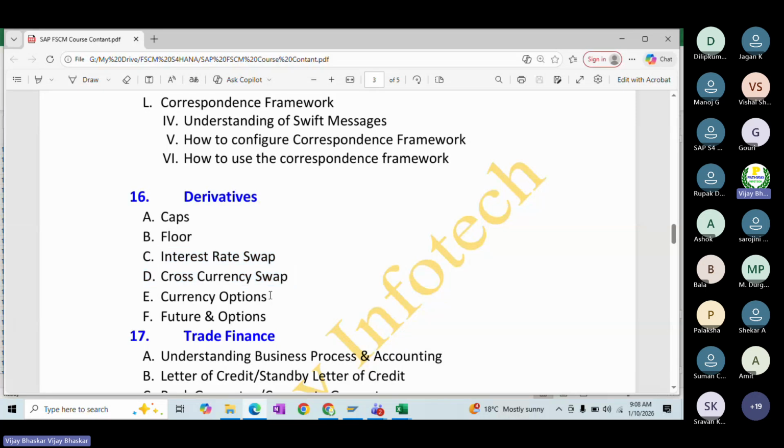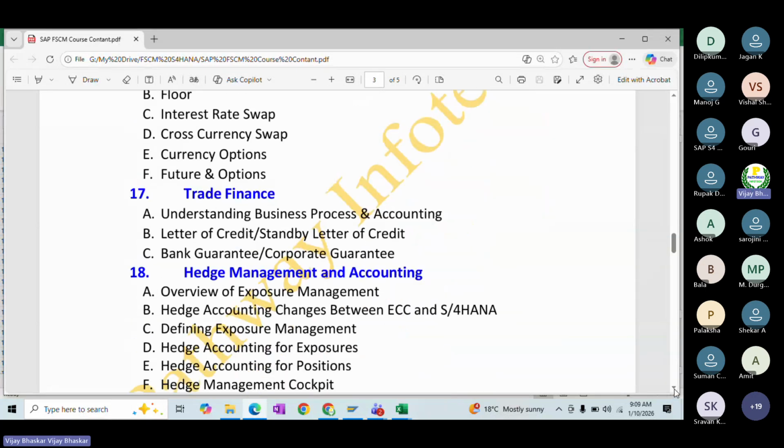Then currency options, futures and options, anyhow, this will be taken care of. Coming back to trade finance. Trade finance is a new concept which has been introduced in the S4HANA system. Earlier, this concept was not there. So this is the new concept.